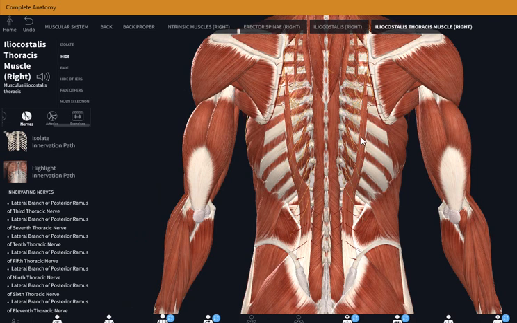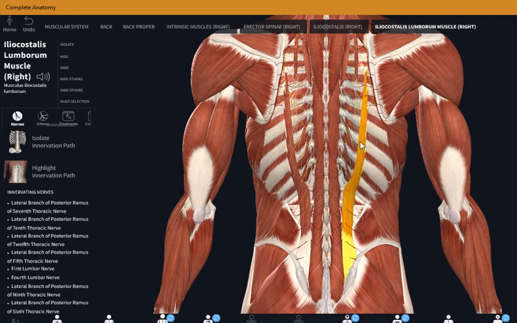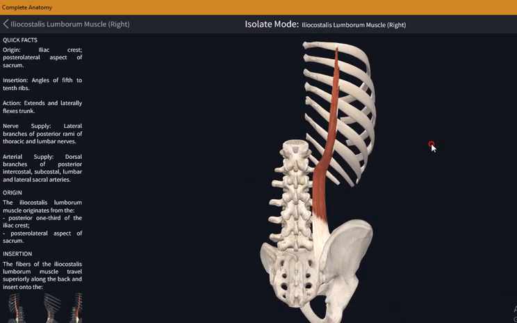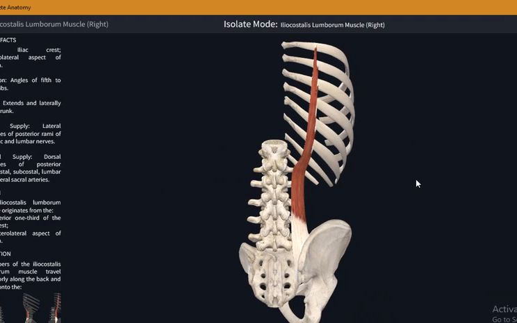Now laterally here we have another muscle called the iliocostalis lumborum. This is the iliocostalis lumborum. The iliocostalis lumborum, we have the origin and the insertion. To see the origin and insertion, you need to isolate it. Now the origin is going to be the iliac crest and the posterolateral aspect of the sacrum. Now the insertion will be up here, the angle of the rib to the 12th rib.